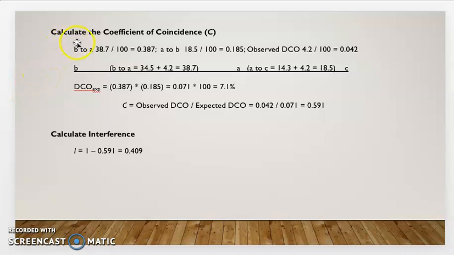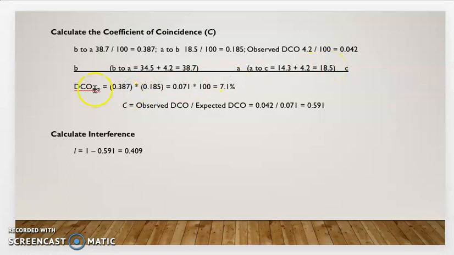Now we will calculate the coefficient of coincidence. In order to do this, we are going to use the observed double crossovers, divided by our expected double crossovers. Now for our expected crossovers, we need our map distances again, and we can see here we have our 38.7 and our 18.5 again.